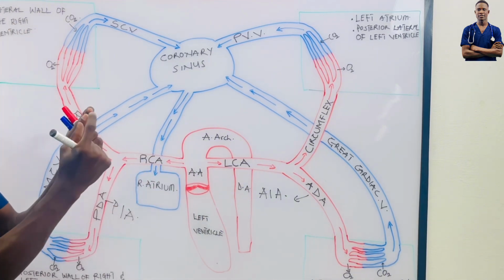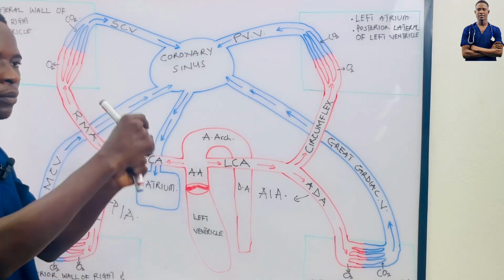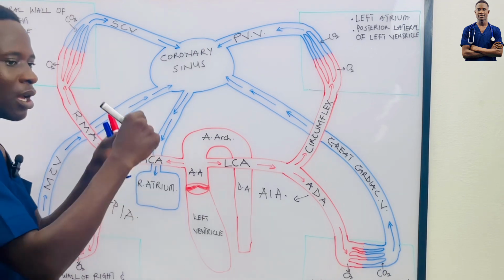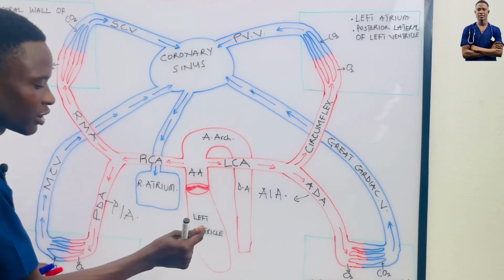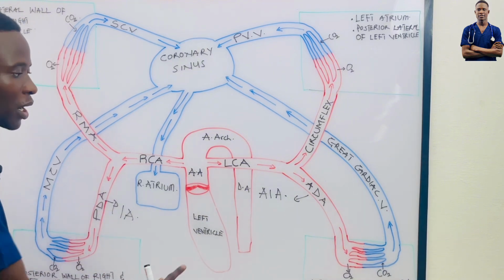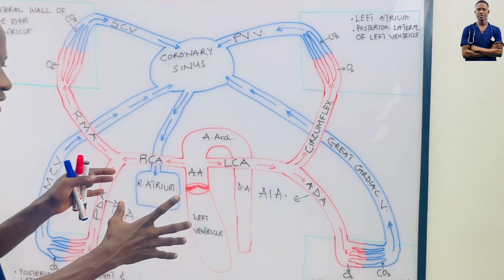And then the lungs will fill it with oxygen. When it's filled with oxygen, it will move back through the pulmonary veins to the left atrium, and from the left atrium it will get to the left ventricle, and then the process will continue again. So that is how the circulation is being done.